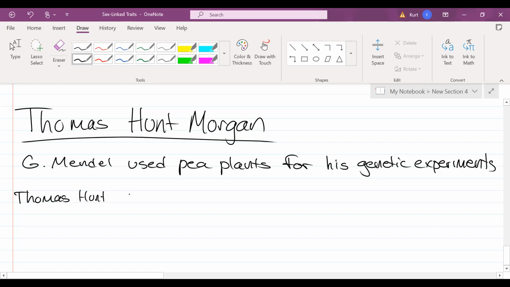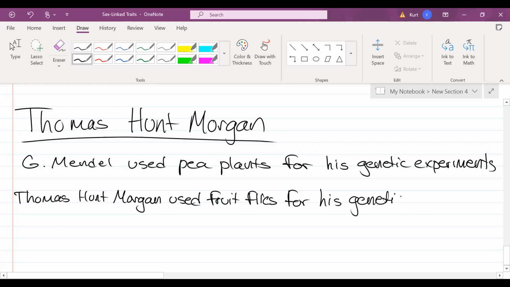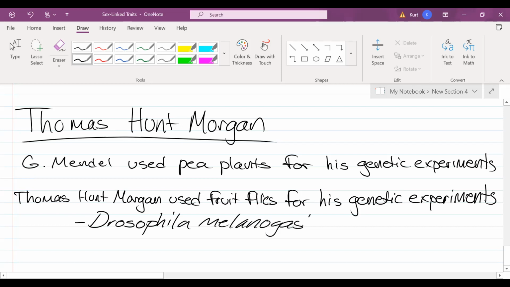Thomas Hunt Morgan used fruit flies for his genetic experiments. The name of the fruit fly is called Drosophila melanogaster. This is the scientific name.